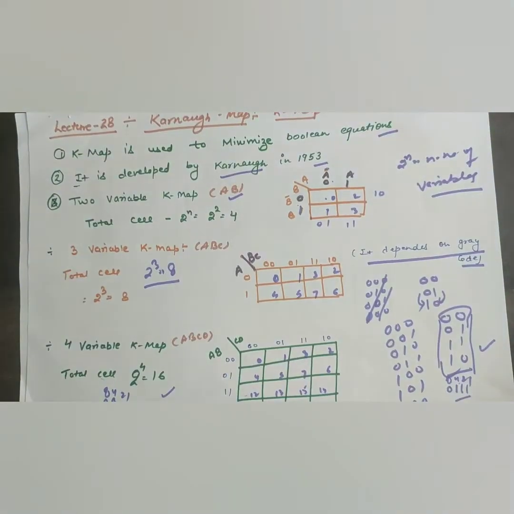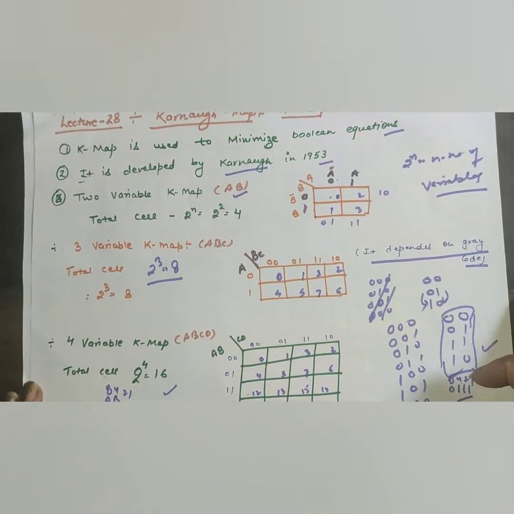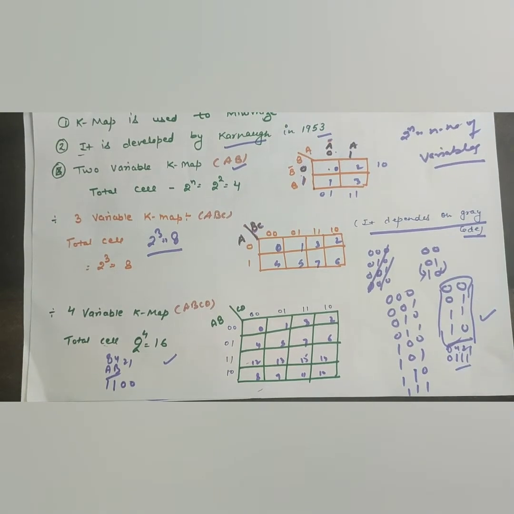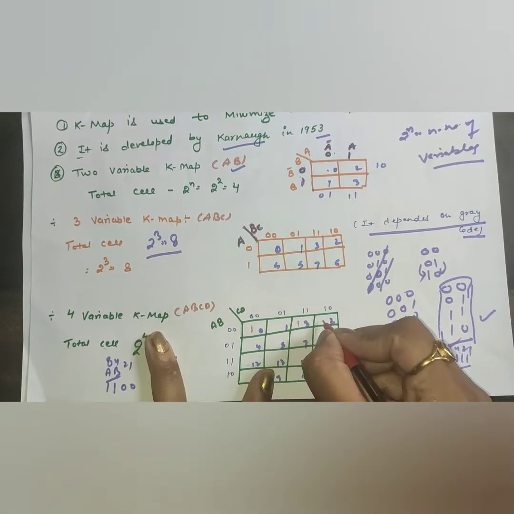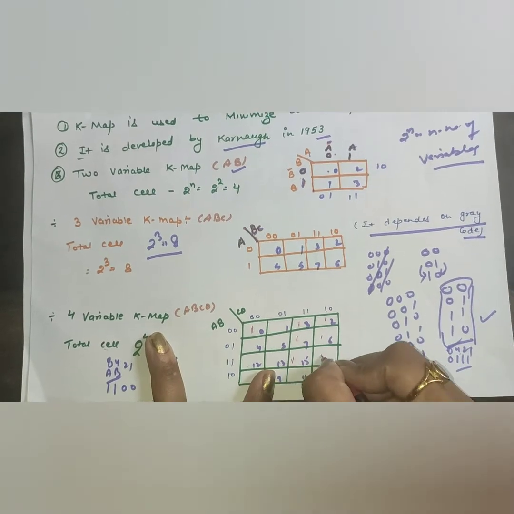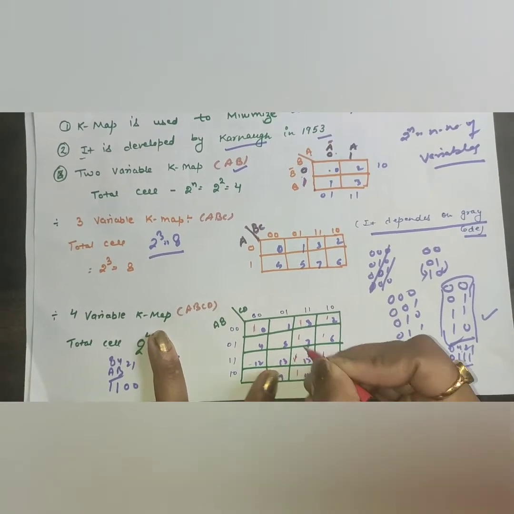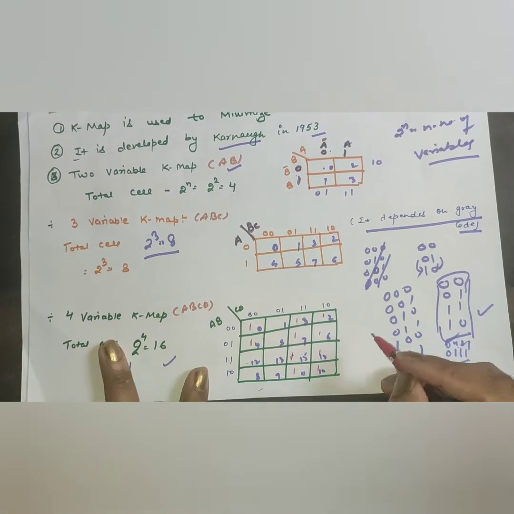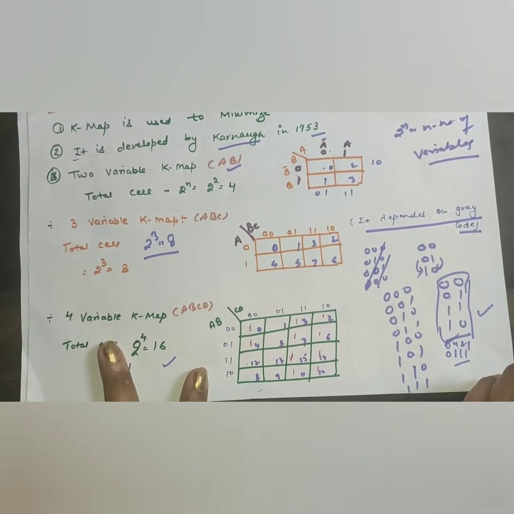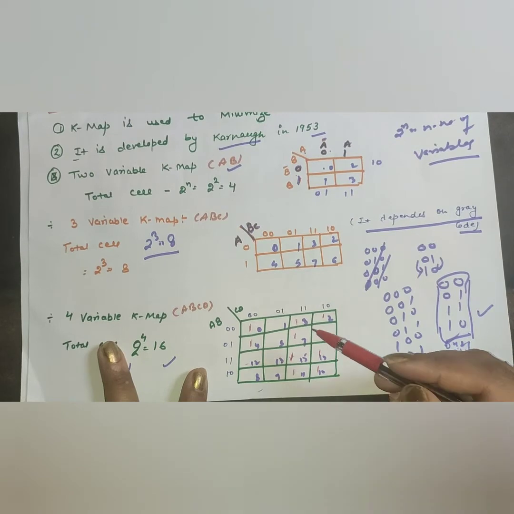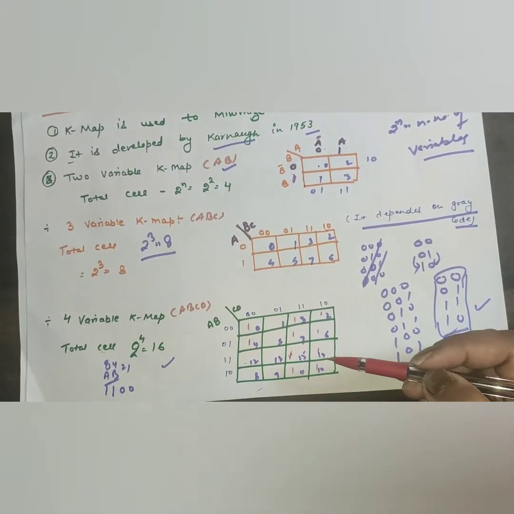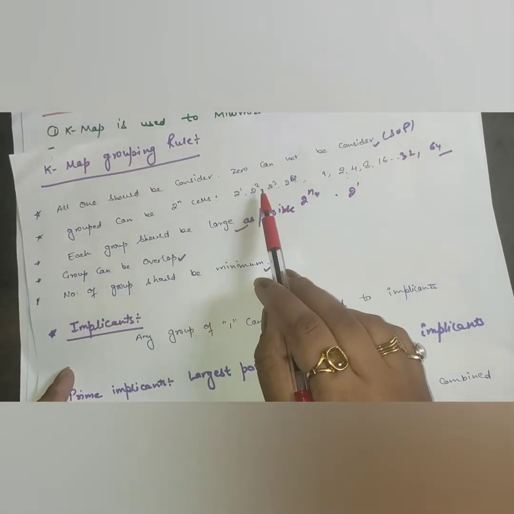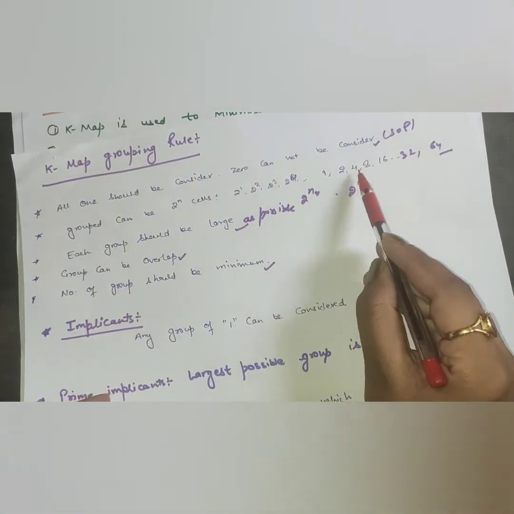Now I will tell you how we can make the groups. Let's suppose we have some values, this is only an example, like 1, 1, 1, 1, 1. We have these values. So we can do the grouping. First of all, we look for the maximum number of ones in a group. I have told you that grouping can be done by 2 to the power n.